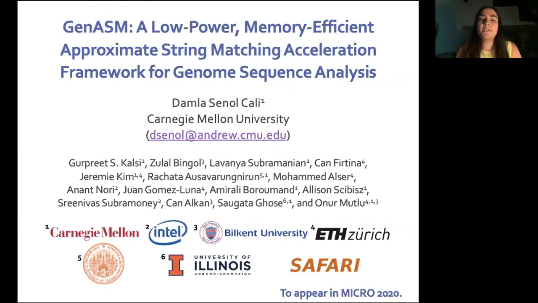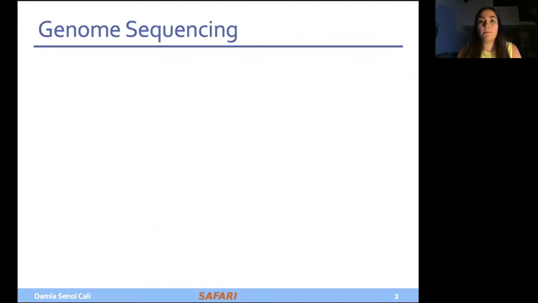Today, I will be presenting our work, GenASM, a low-power, memory-efficient, approximate string matching acceleration framework for genome sequence analysis. This work will appear in Micro 2020. Let's start with some background.